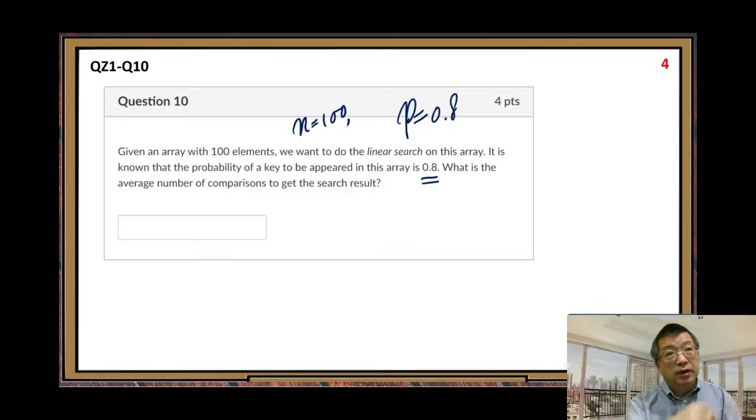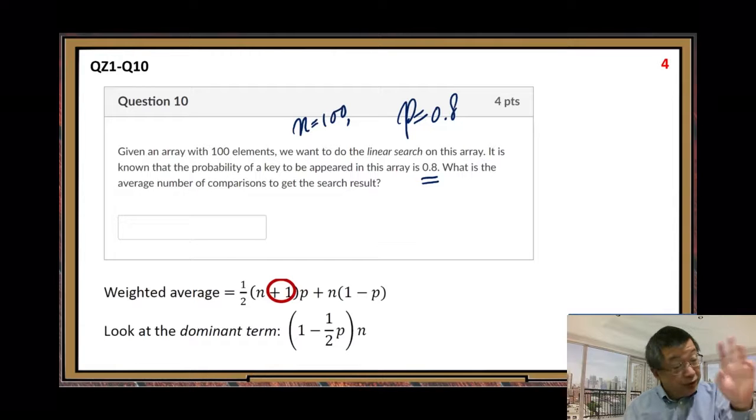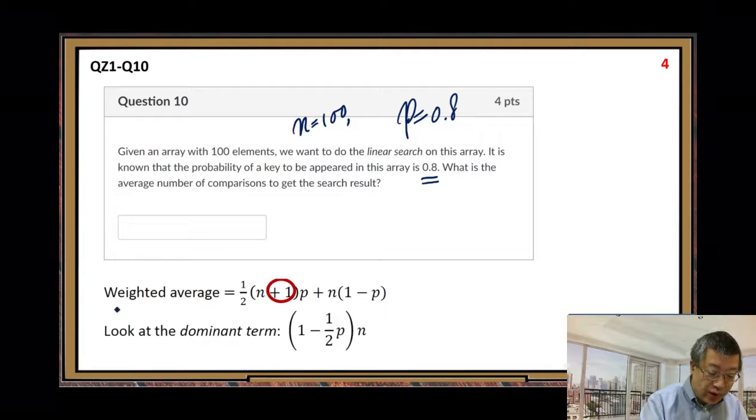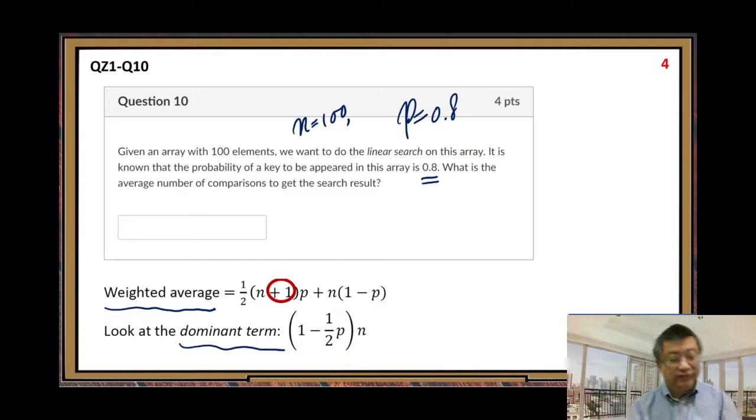Okay. This question, if you know the formula, you just plug in the numbers, you can get the answer, right? So here, let me get the formula, two related formulas here. Which one should you pick? Look at the first one, weighted average. Second one, dominant term. Two things, slightly different.